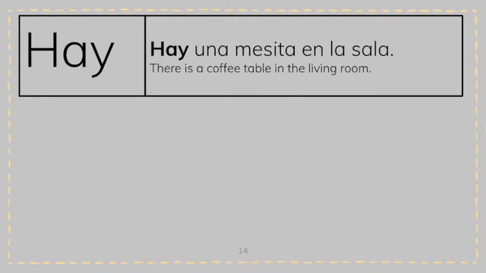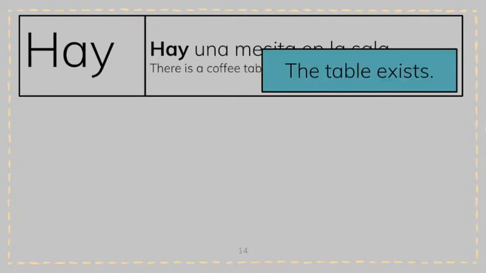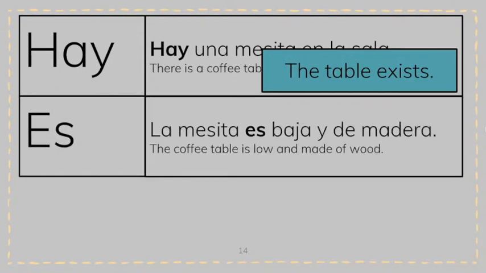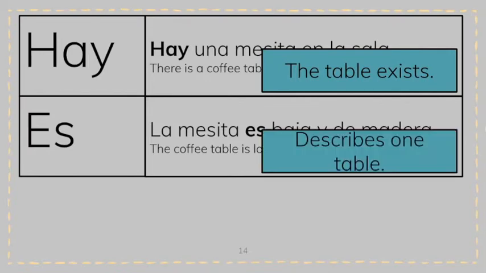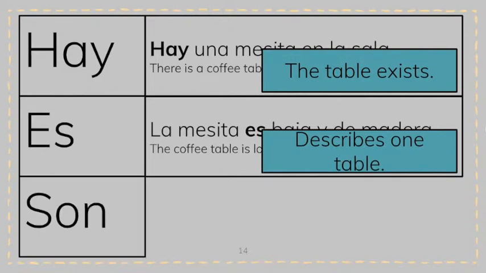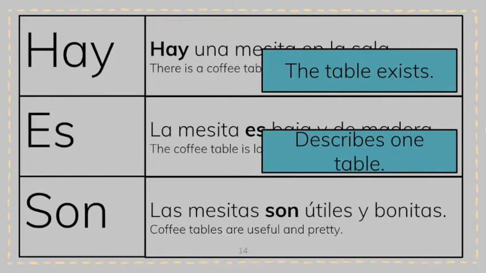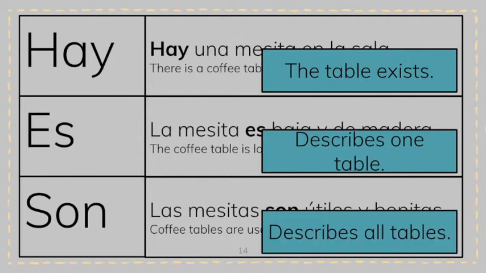Another example. Hay una mesita en la sala. Okay, so here we have the existence of the coffee table. La mesita es baja y de madera. So here we're describing the table. So the table is short, like it's low to the ground, and it's made out of wood. Las mesitas son útiles y bonitas. So here we're talking about all tables in general. Like coffee tables in general are useful and pretty.